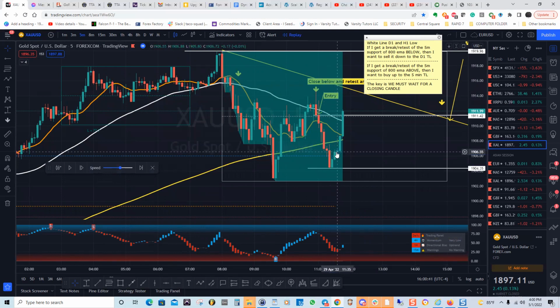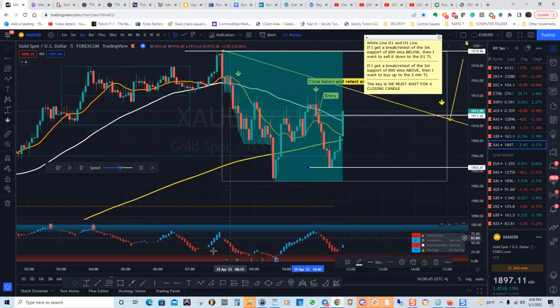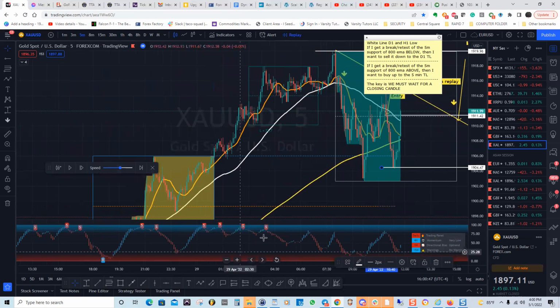It depends, because you don't know if support's coming here or not. You could look left and see, but you don't know. It just happened right here. It reversed right here. So how would we know that? Well, we wouldn't know that.